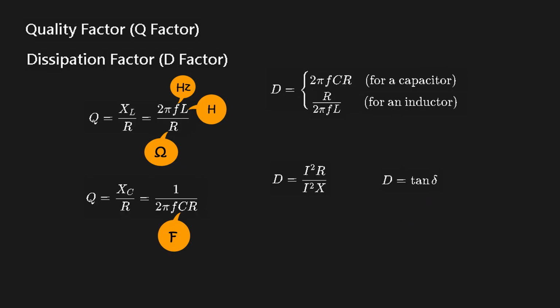A higher D factor means the component has more losses and is of poorer quality. A lower D factor means the component has fewer losses and is of better quality.